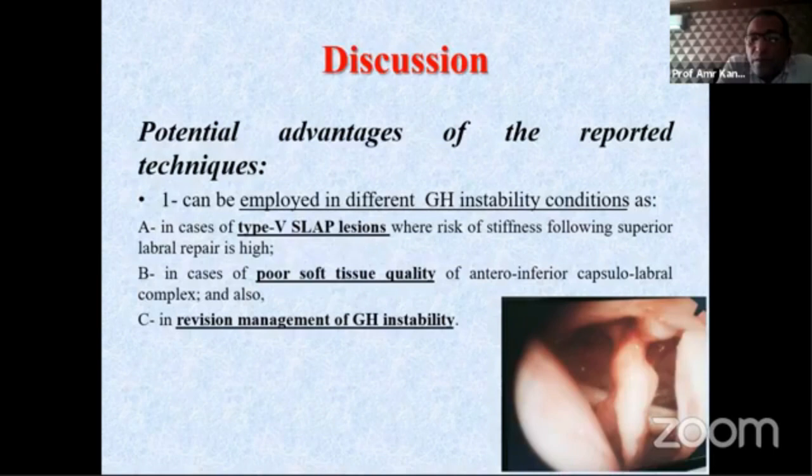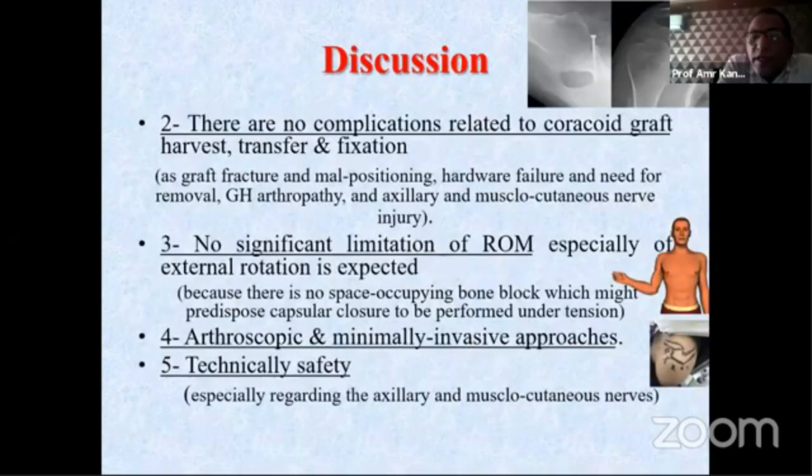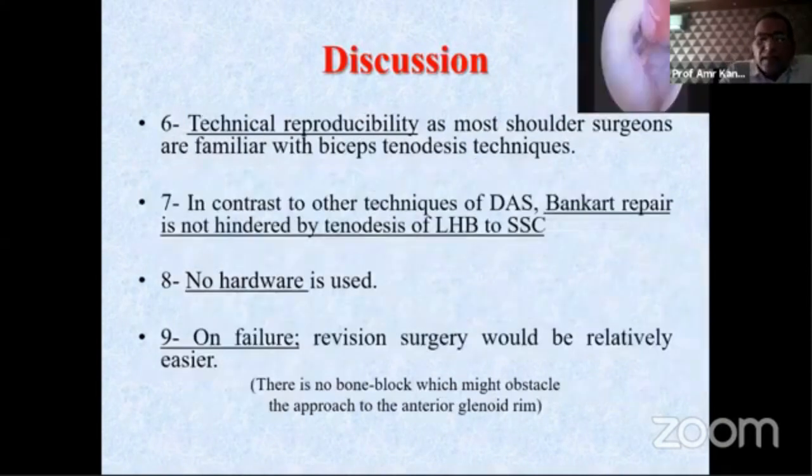such as type 5 SLAP lesion, poor soft tissue quality of the anteroinferior capsulolabral complex, and the revision management of glenohumeral instability. There are no complications related to coracoid graft harvest, transfer, or fixation. No significant limitation of range of motion, especially of external rotation, is expected. They can be performed via arthroscopic and minimally invasive approaches, in addition to technical safety and technical reproducibility.